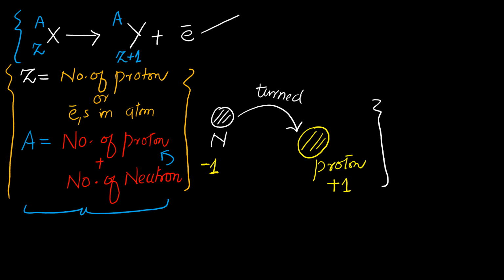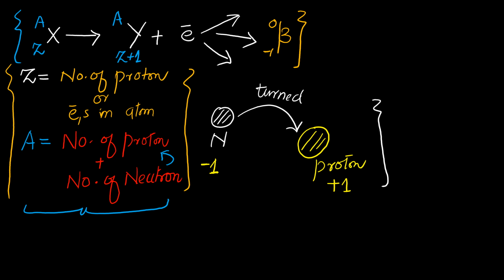These energetic electrons are moving electrons, and they have too much energy, and these energetic electrons are known as beta particles. So this is basically a nuclear reaction for beta decay.